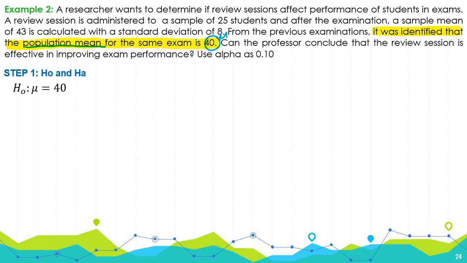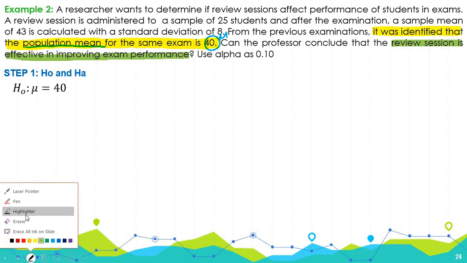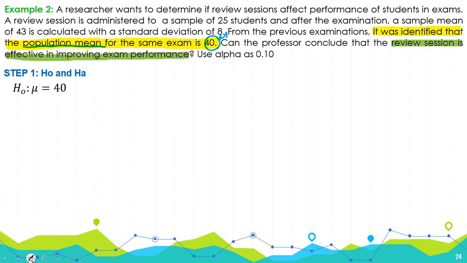For the alternative hypothesis, we need to take note what is being asked in this particular problem. In this case, we are asked if the review session is effective in improving exam performance. So basically, we are after testing if the review session will lead to an improved score. When we talk about the word improve, this is related to the symbol greater than, because improve means something greater. Hence, for the alternative hypothesis, mu should be greater than 40. That is what we want to prove. Also, we need to specify that the alternative hypothesis type is right-tailed so that we know the sign of the critical value later on.